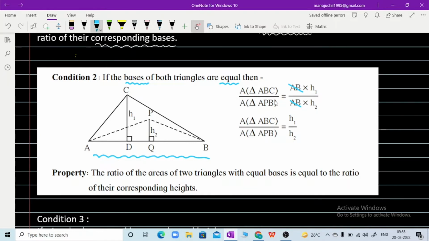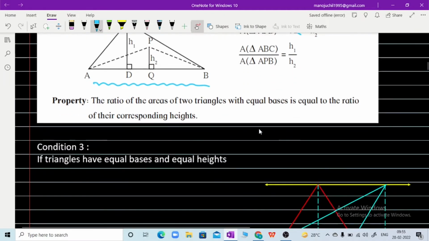So children, if suppose the two triangles have the same bases and different heights, we can write area of first triangle upon area of second triangle is equal to base upon base into height upon height, where the base gets cancelled, and the final result is H1 upon H2, meaning the ratio of areas of the two triangles is equal to the ratio of corresponding heights.